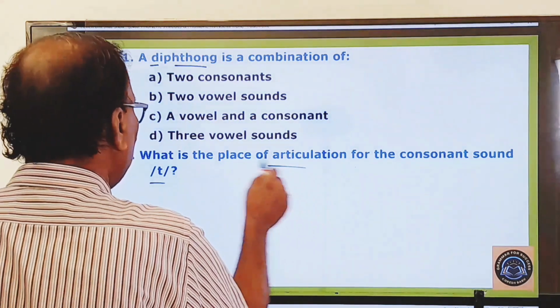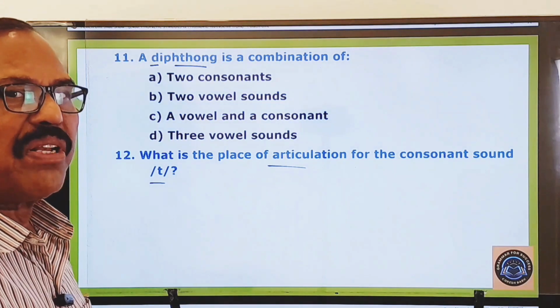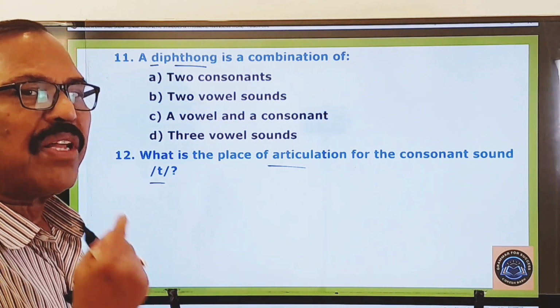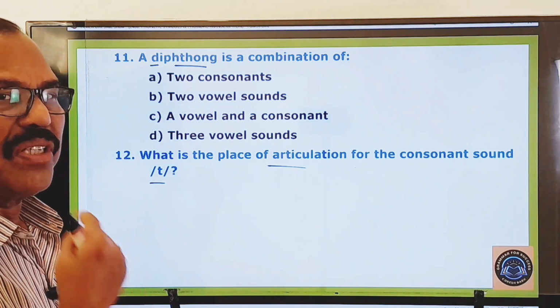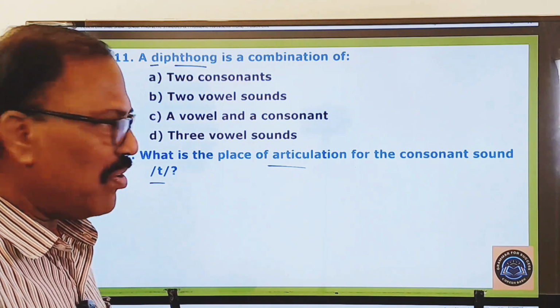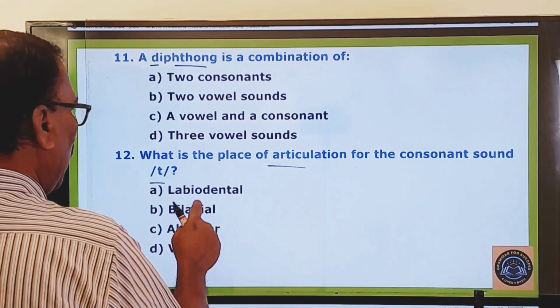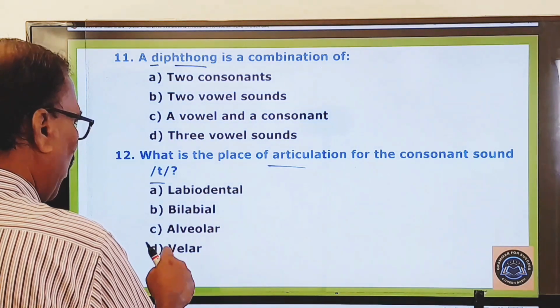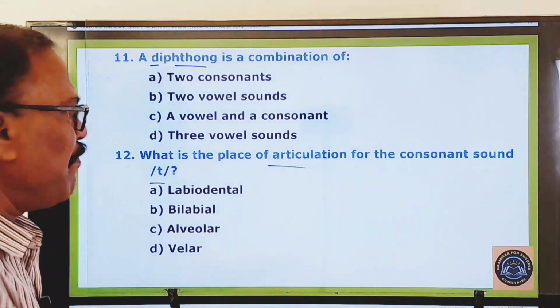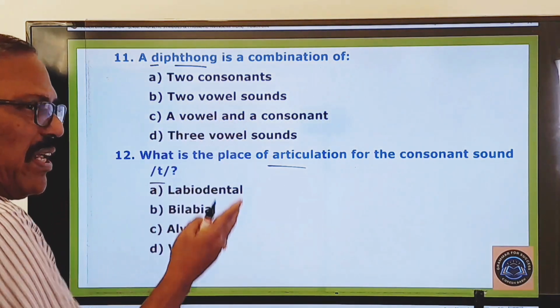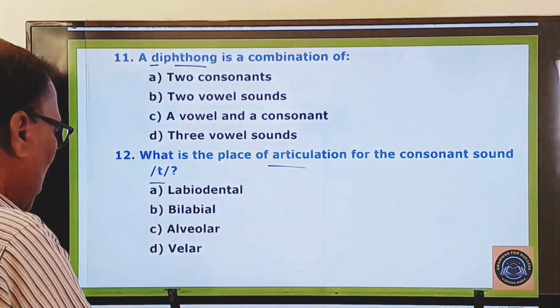What is the place of articulation of this ta? When you say ta, what is happening? The tongue is touching what? Ta, ta, ta. So it is touching the alveolar ridge. Okay, right. And here see labiodental, bilabial, alveolar, velar. So according to the place of its articulation, this is given a name. You know that very well. Right. Now let's move on to other questions.